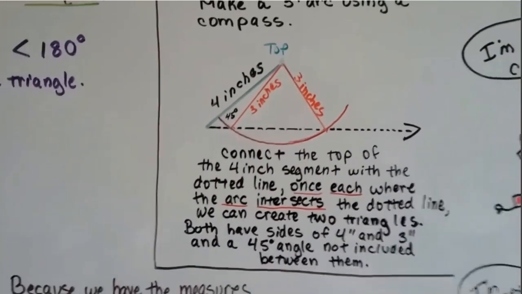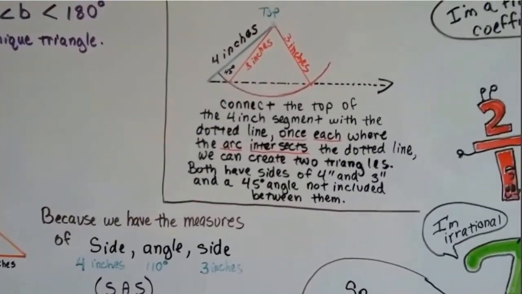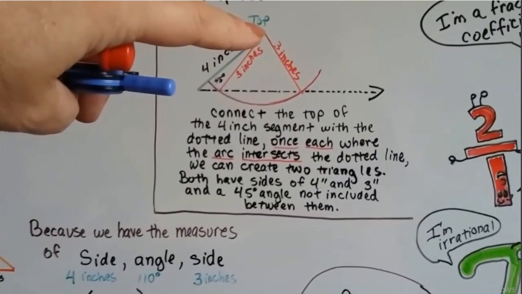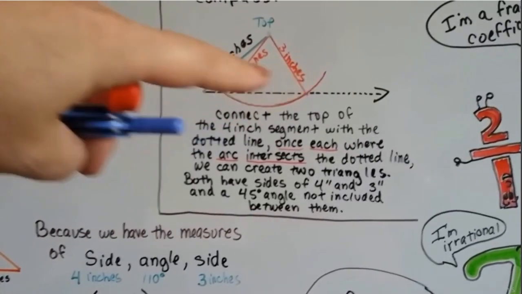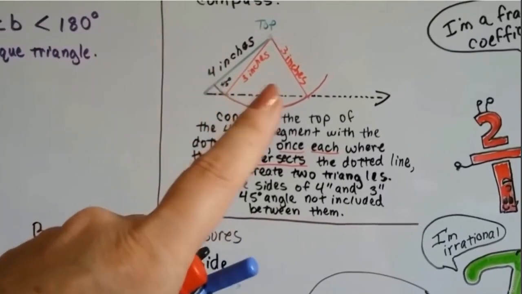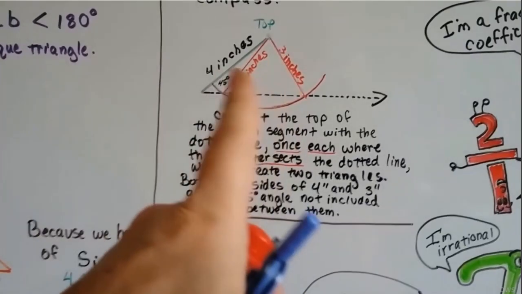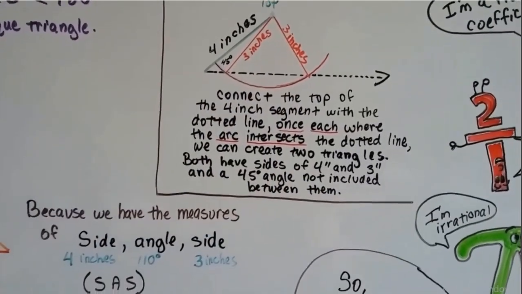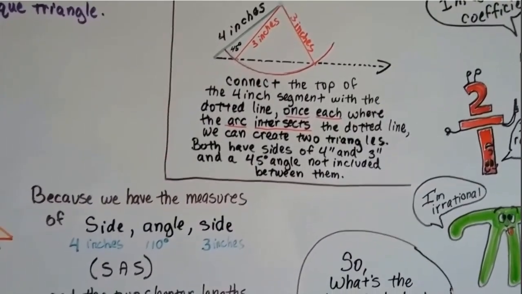So sometimes they can create 2 triangles, and you can use your trusty little compass to do it. You just connect the top of this 4-inch segment with the dotted line across here, and the 2 places where it hits are going to make these triangles with a 4-inch side, a 3-inch side, and a 45-degree angle. But they're different from each other, aren't they? Yeah. Both have sides of 4 inches and 3 inches and a 45-degree angle.